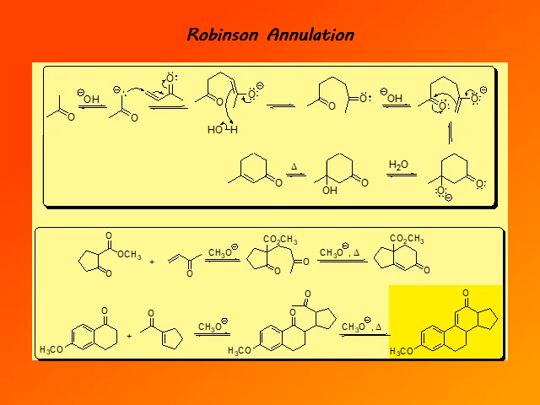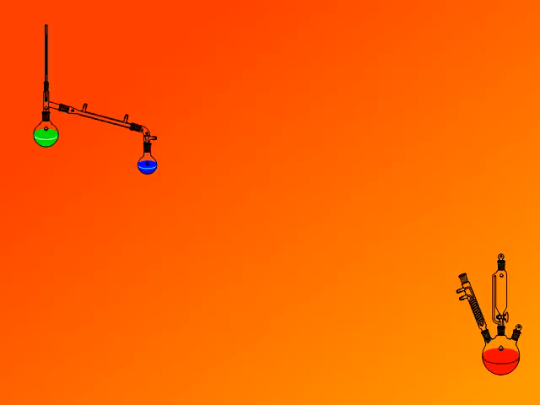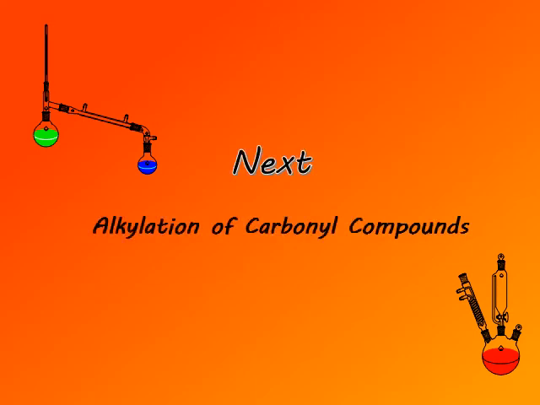So Robinson annulation is a reaction that has been used a lot in the past in synthesis of natural products, particularly steroids. And this completes this third video on substitution alpha to carbonyls. And next, in the final video, we are going to examine alkylation of carbonyl compounds.